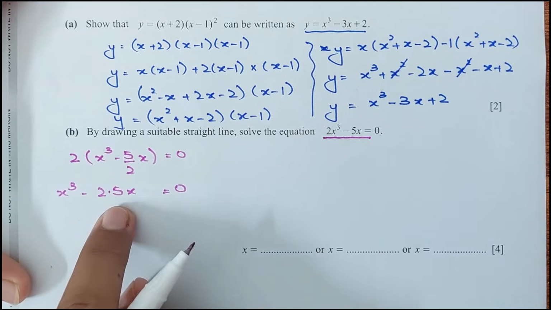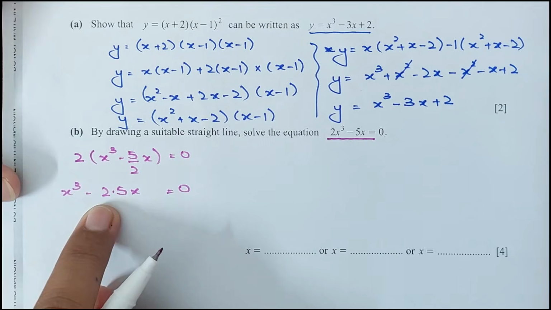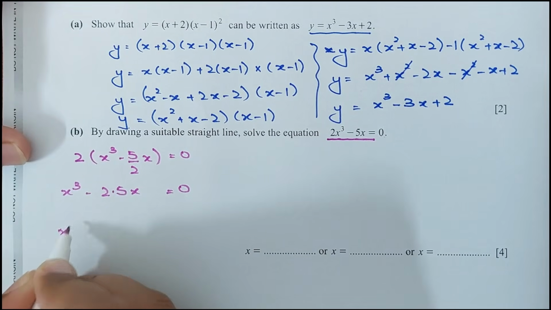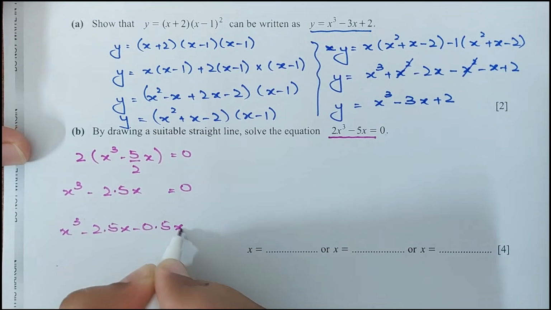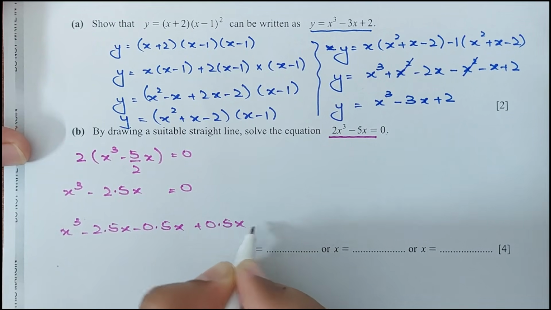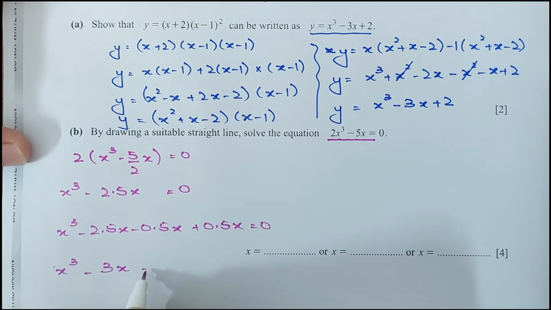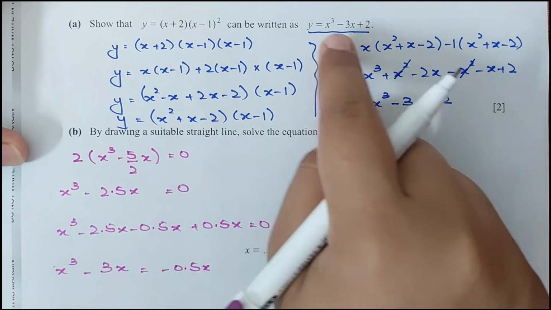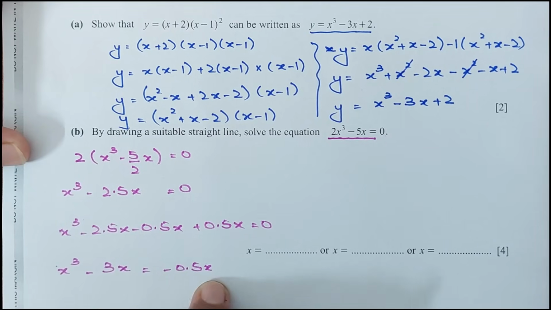Now this is x cube. Now we have to make the x coefficient negative 3, but this is negative 2.5. How can we make it negative 3? I can do it by adding and subtracting 0.5. x cube minus 2.5x minus 0.5x plus 0.5x equals 0. This is x cube minus 3x equals minus 0.5x. Now x cube minus 3x, we got the answer, this term equals minus 0.5x.